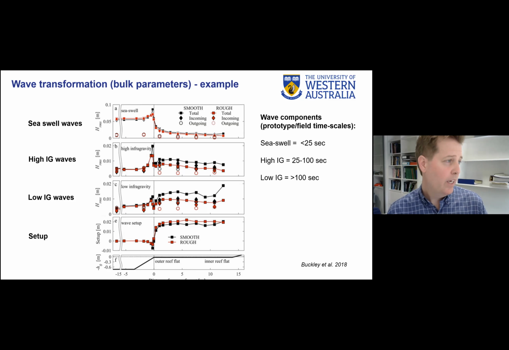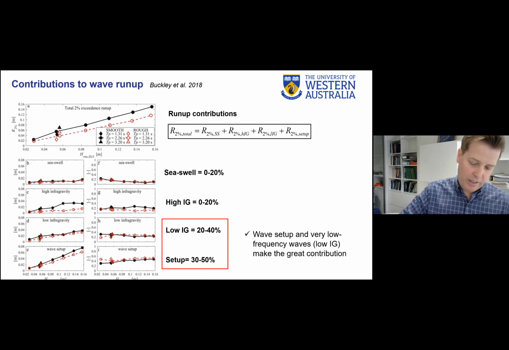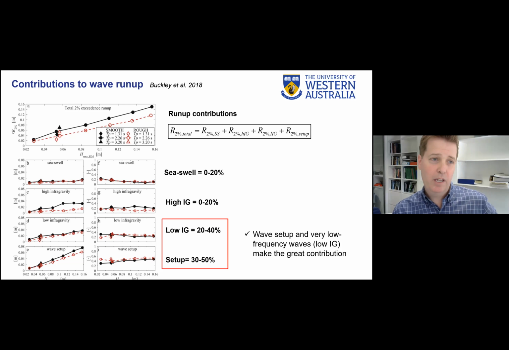So the first thing I want to do is translate this and ask what does this mean for wave run-up? This is again a busy figure. If you want to look at the paper, the JGR paper in 2018, one of the things we were able to do in this work is look at, for all these different cases, what are the factors that contribute to run-up, and how that varies with bottom roughness. What is shown here are measurements with the run-up gauge, where we can measure the total run-up, which is our 2% exceedance run-up.